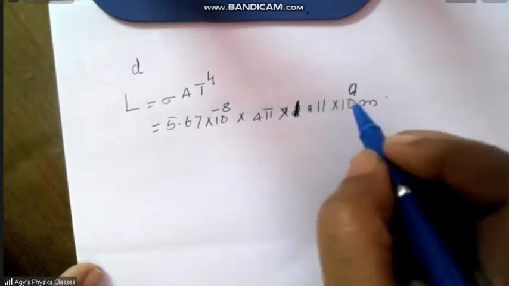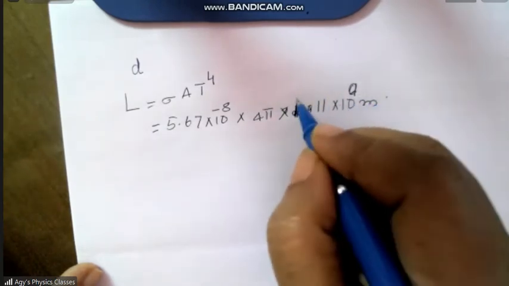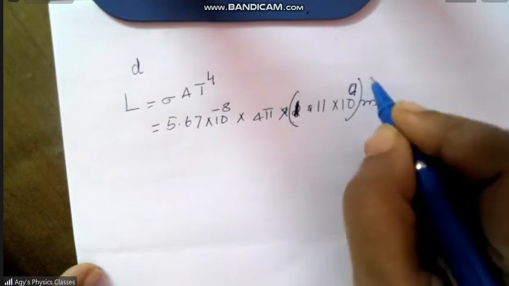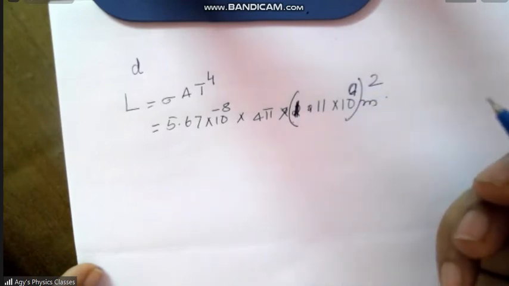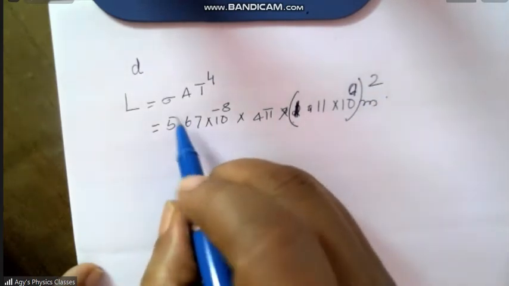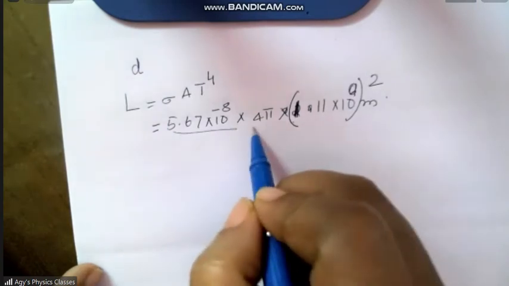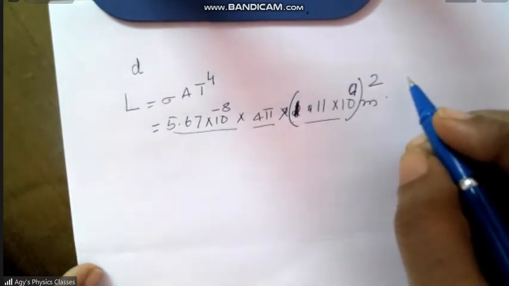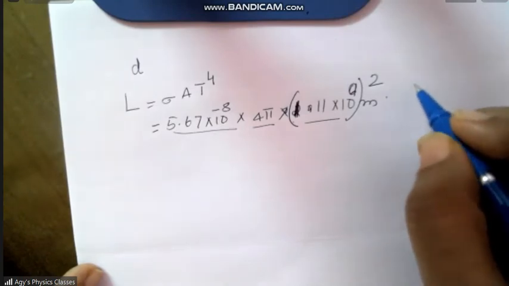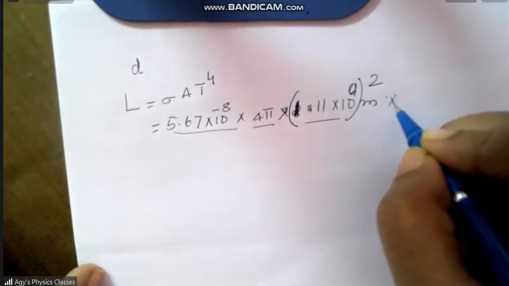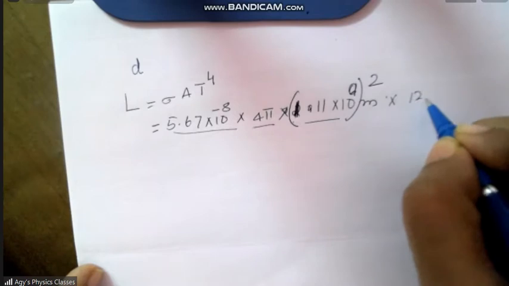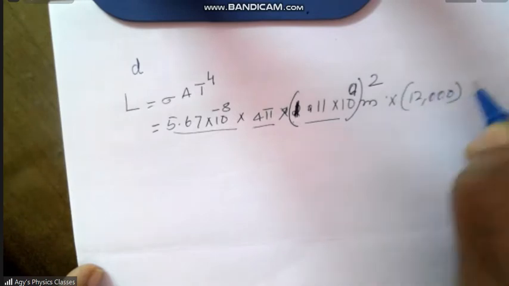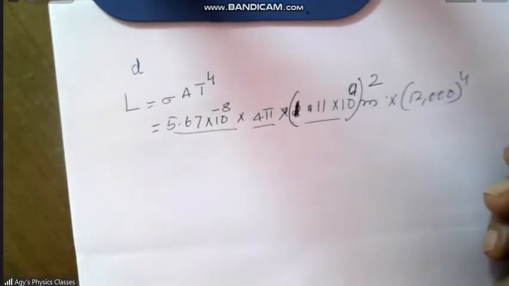Now 4 pi r square. Did you square this? Yes, miss. Okay, this is sigma, then 4 pi, then r square, then temperature. Temperature is given in Kelvin and it has to be in Kelvin. T to the power 4, 12,000 to the power 4. Is this what you did?